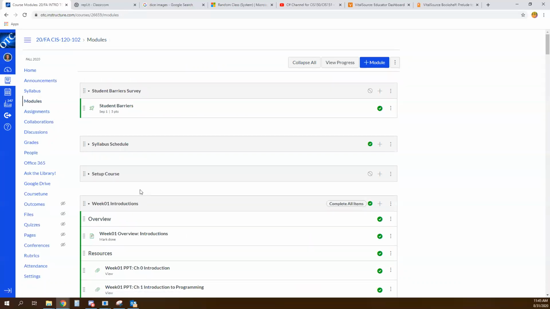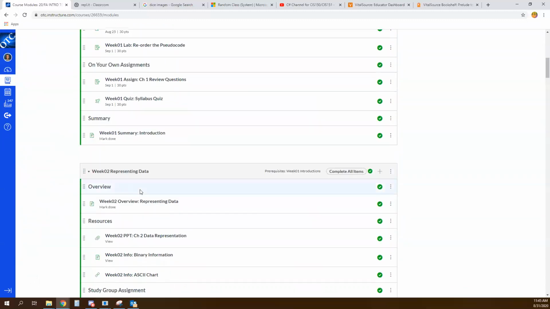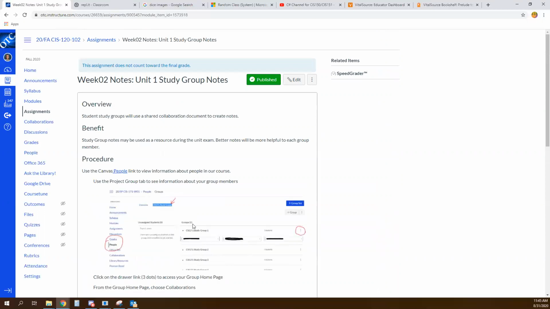And in week 2, you should see an assignment that says study group notes. I'd like to get this open so that we can do both things at the same time. Now, your study group notes are nothing fancy. They're simply a Word document. And I placed that Word document in Canvas so that your group can share it.